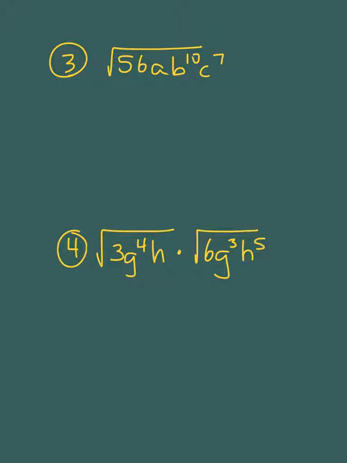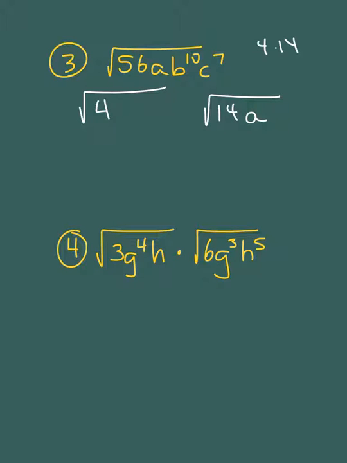Number 3 is the square root of 56a, b to the 10th, c to the 7th. So again, I'm going to set up my two radicals. Just makes it a little easier. The square root of 56 is not a perfect square, but we do have 4 times 14 gives me 56, 4 being my perfect square. So my 4 is going to go in my first radical, and my 14 is going to go in my second. Then I look at a to the first. A to the first is not a perfect square. It's going to go into my second radical.